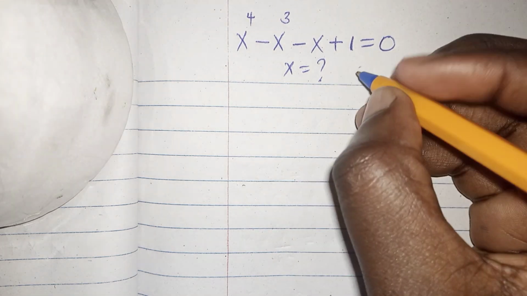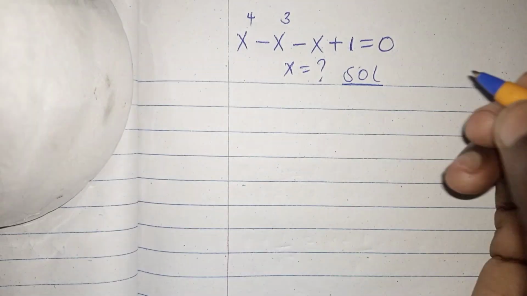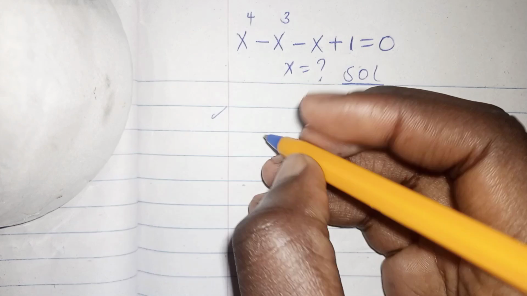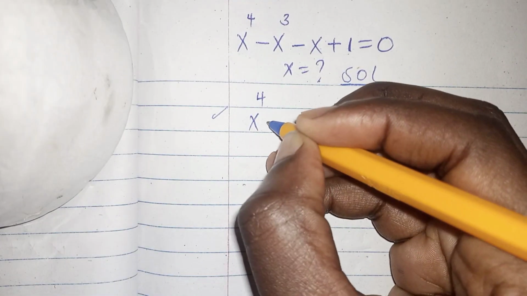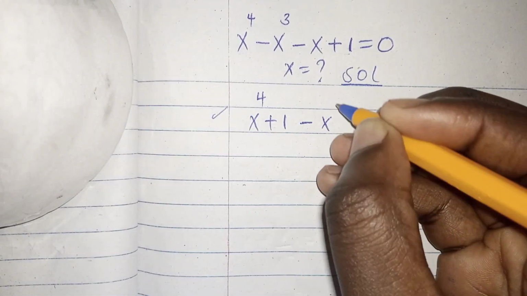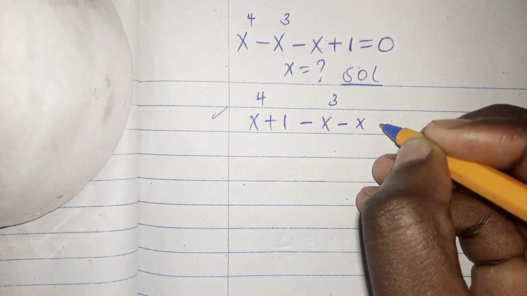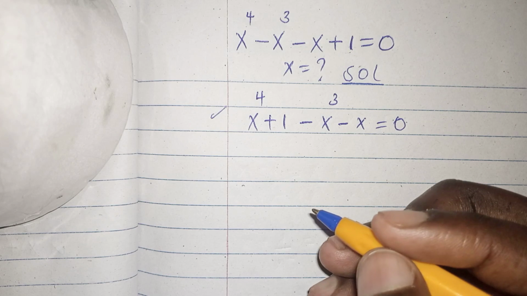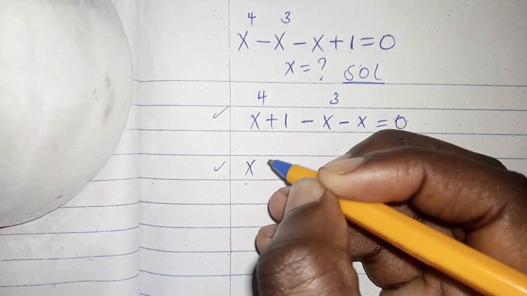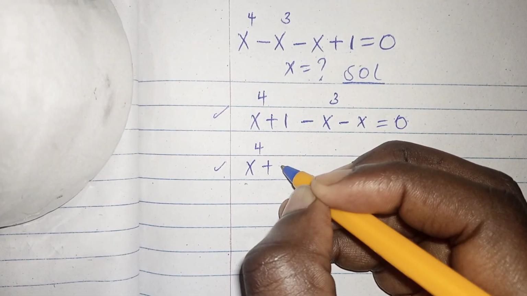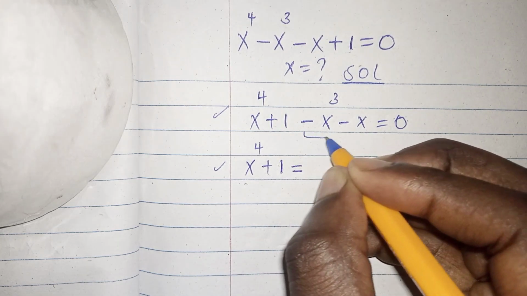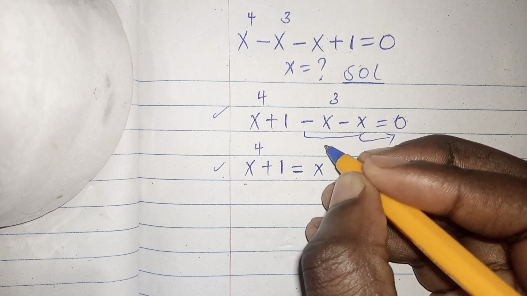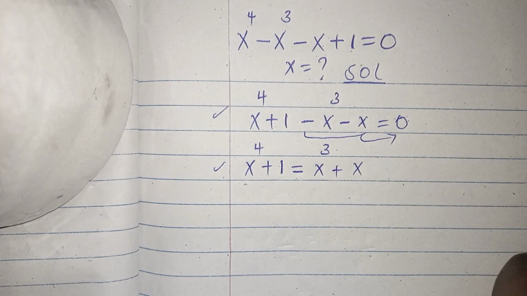So here is our solution. We'll begin by rearranging this. So we shall take this and this. So this will be x to the power of 4 plus 1 minus x cubed minus x is equal to 0, right? So in our next step, x to the power of 4 plus 1 is equal to, we shall now bring this to our right hand side. So this will be positive x cubed plus x, right?